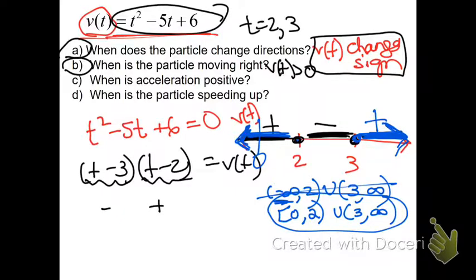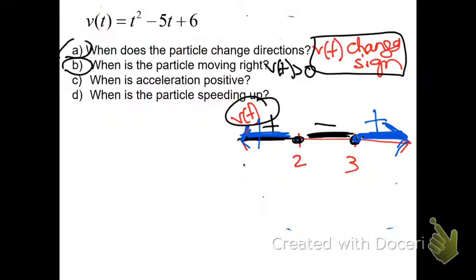Okay? All right, now we're going to do when is acceleration positive? Well, this is velocity. It doesn't tell me acceleration. So now I got to go find acceleration. If this is my velocity equation, now I need to find my acceleration equation. Well, acceleration is the derivative of velocity, so that's easy, 2t minus 5. Okay? Now, when is acceleration positive?